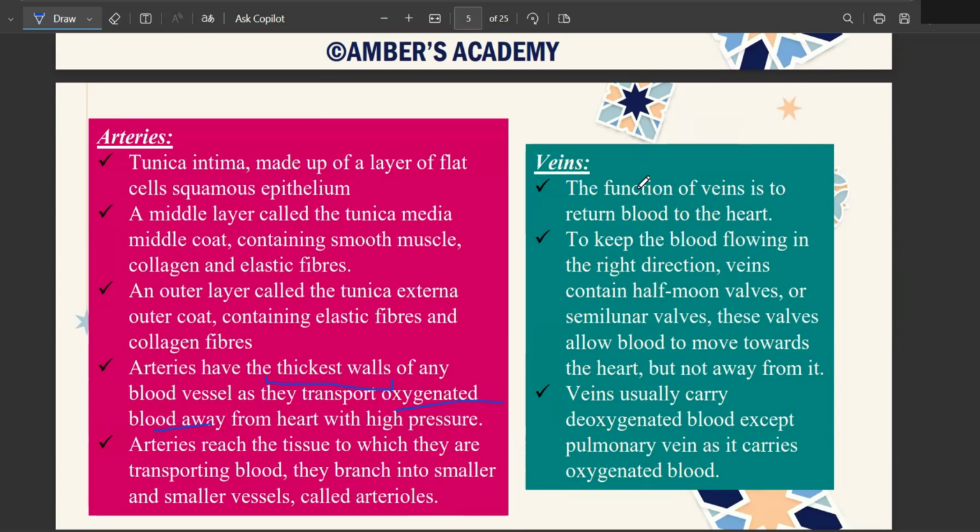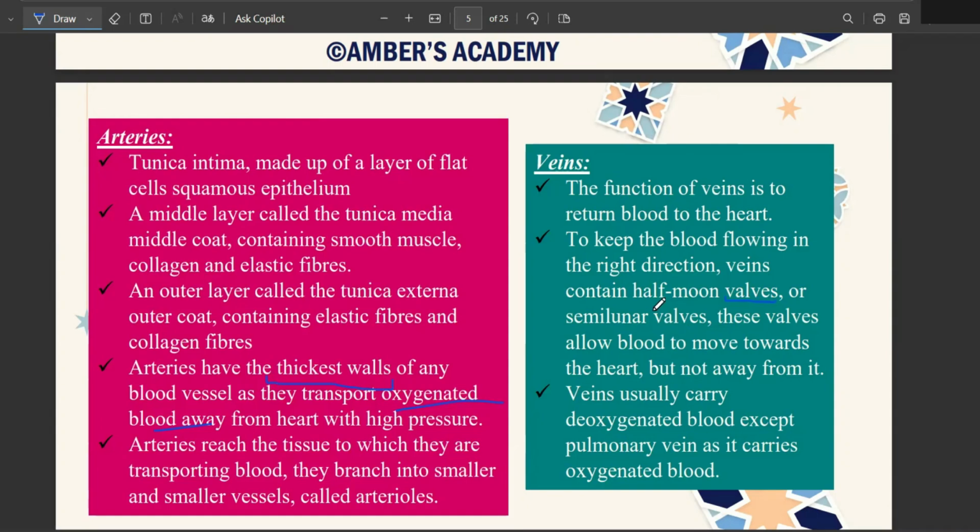The veins' function is to return the blood towards the heart, and they usually carry deoxygenated blood, except for the pulmonary vein, which carries oxygenated blood. And one of the differences between arteries and veins is that veins have valves. So these are semilunar valves. They're present so that blood could move towards the heart and not away from it.